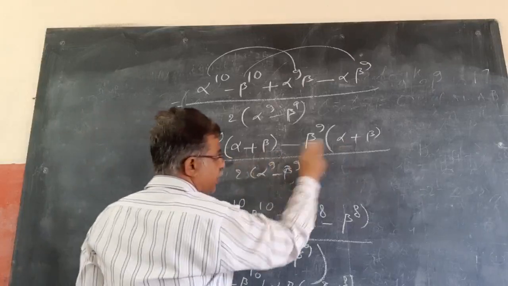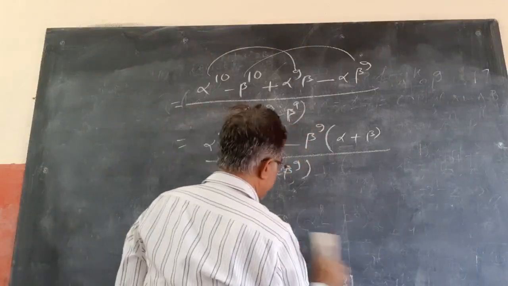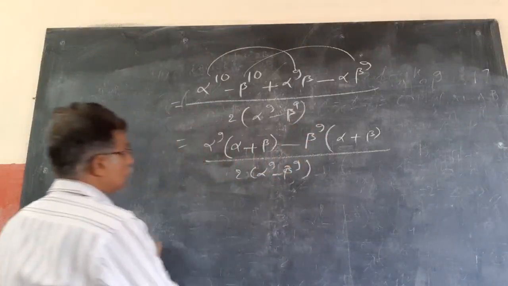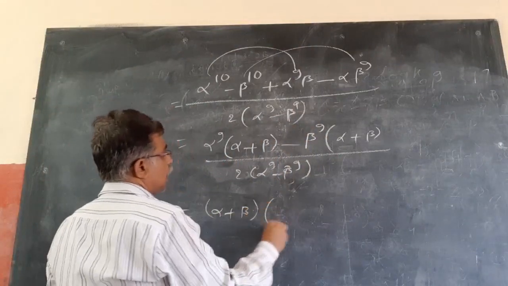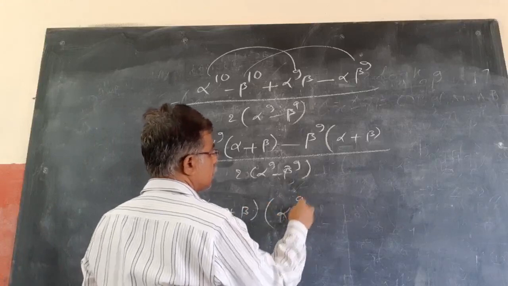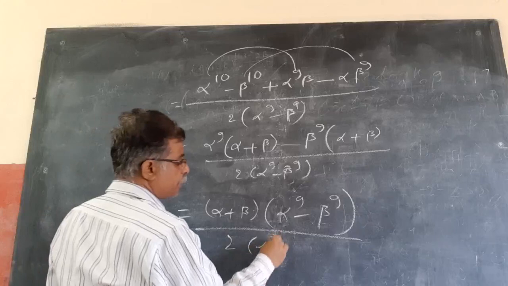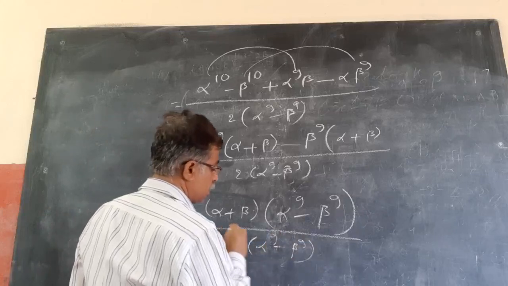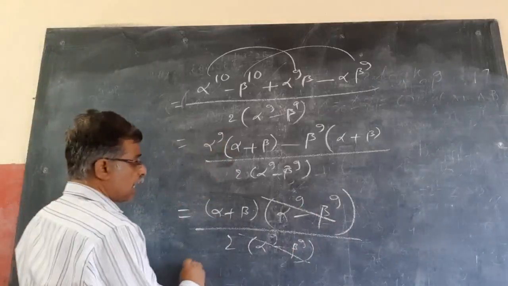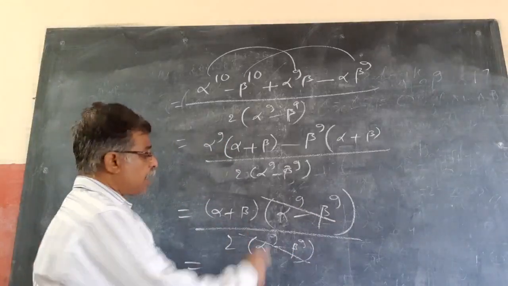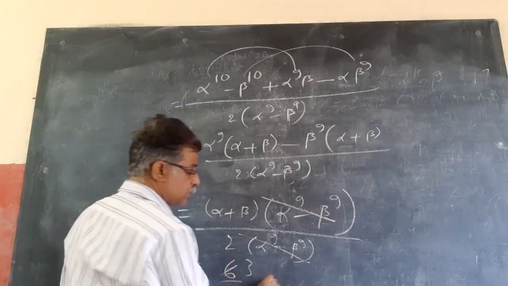From these two now I can take alpha plus beta common. So if I simplify, taking alpha plus beta common, I will get alpha power 9 minus beta power 9 by 2 into alpha power 9 minus beta power 9. Alpha power 9 minus beta power 9 gets cancelled. What is left out? Alpha plus beta by 2. Now I know the sum, alpha plus beta, we already found it is 6, so 6 by 2 means 3.